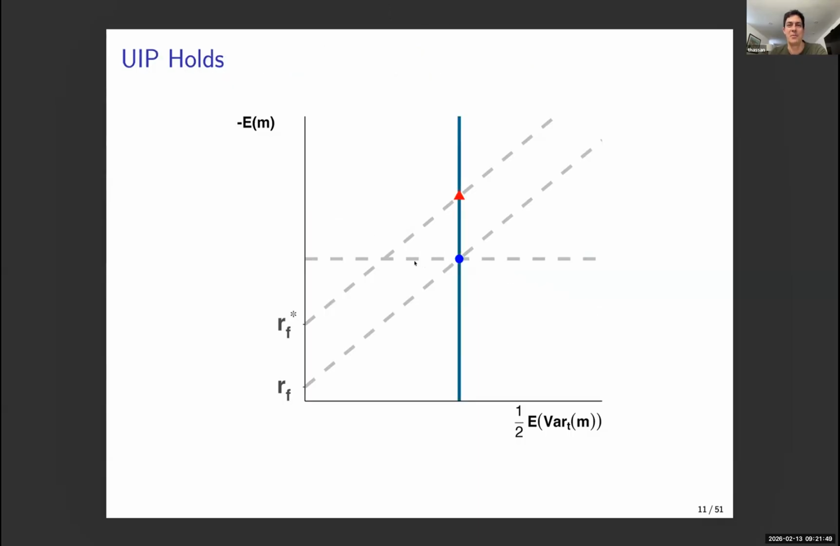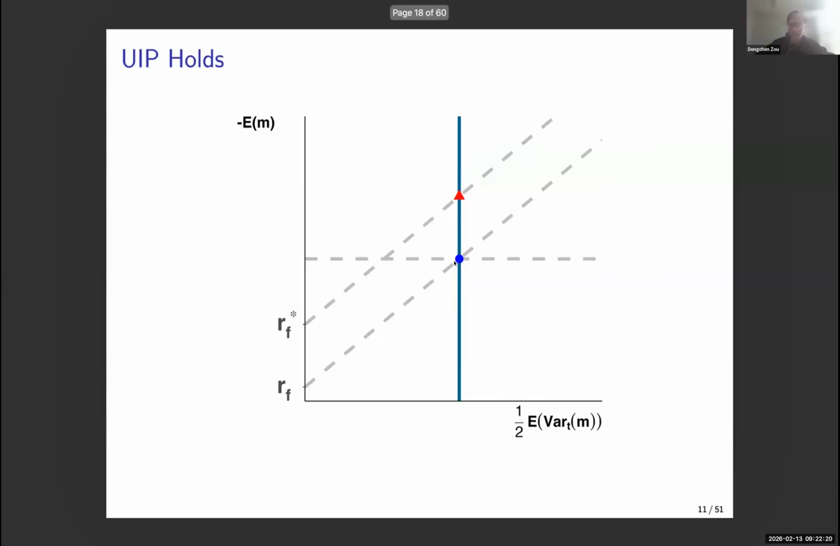This here is what happens in macro models where there's no risk. If you have a macro model and you've solved it to the first order and you haven't done the second order expansion, then the variance of M is the same everywhere, and all the countries are on top of each other, which is why macro models generally predict that uncovered interest parity holds. Macro models allow differences in interest rates to arise, but they have to be reversed by predictable depreciations of the high interest rate relative to the low interest rate country.